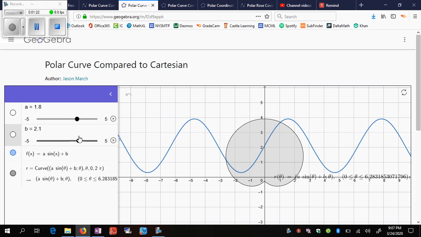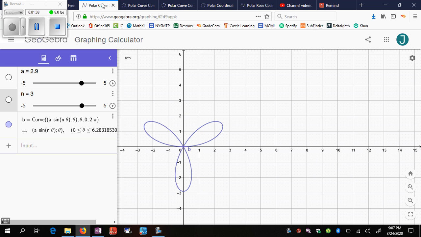Really, the big picture about polar roses is how many petals they have. It's going to be pretty substantial to us when we get into BC next year. But for now, we just have to memorize what happens if we have an odd number or an even number in front of the theta. So right now you can see here is sine, technically 2.9 sine 3 theta.